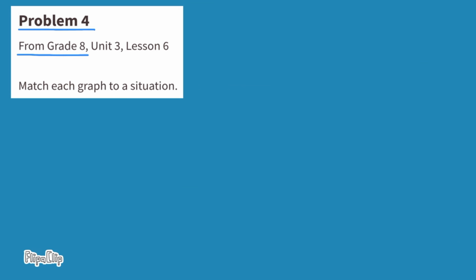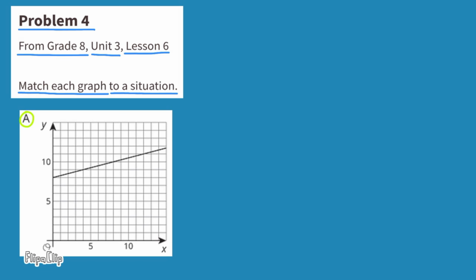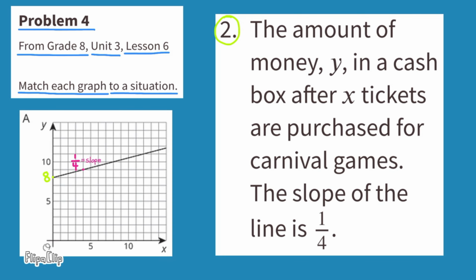Problem number 4, from 8th grade, Unit 3, Lesson 6. Match each graph to a situation. Graph A has a y-intercept of 8 and a slope of 1/4. So we have to find the situation that would have a y-intercept of 8 and or a slope of 1/4. In situation number 2, I found the slope of the line is 1/4. So situation number 2 matches up with graph A.